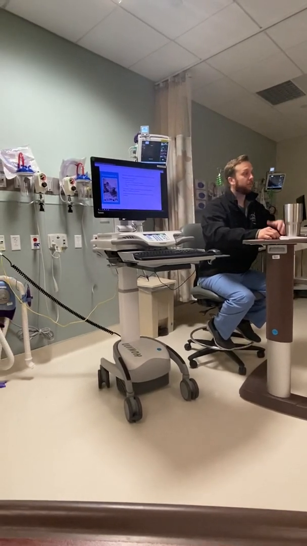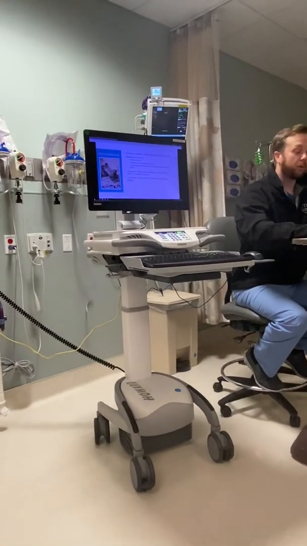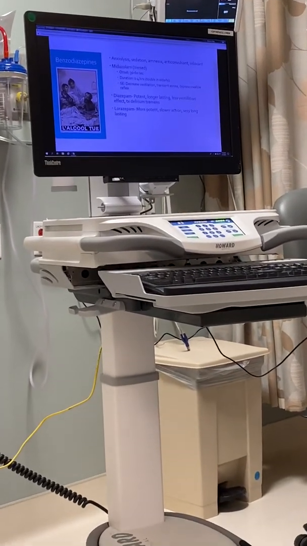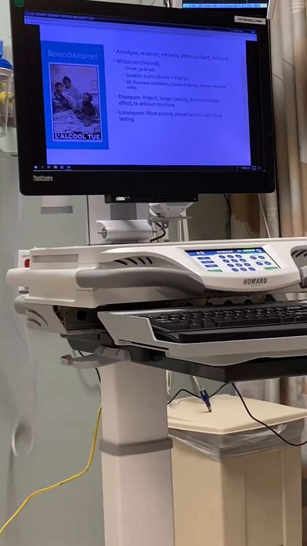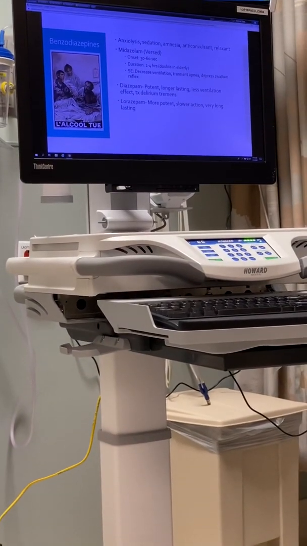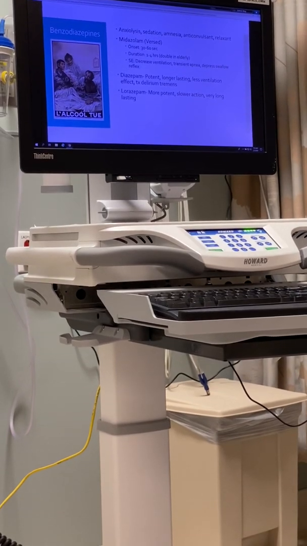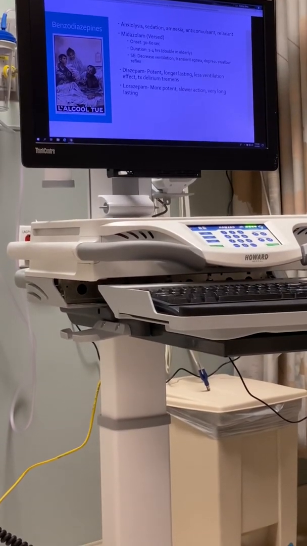Benzos, we see these all the time. You'll see them in pre-op most of the time. Sometimes post-op, when the patient's freaking out. Anxiolysis, decreases anxiety. Sedation, amnesia, anterograde amnesia. They don't forget what happened before, they forget what happens afterward. It lasts for about an hour or so. Helps for seizures as well. Patient has a seizure, benzos are great.